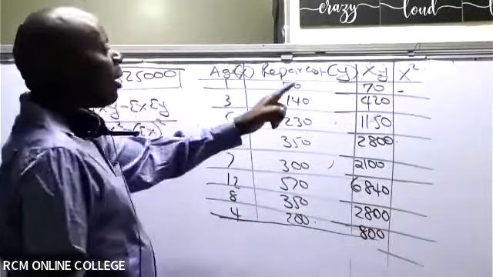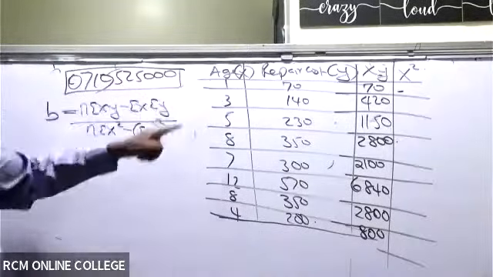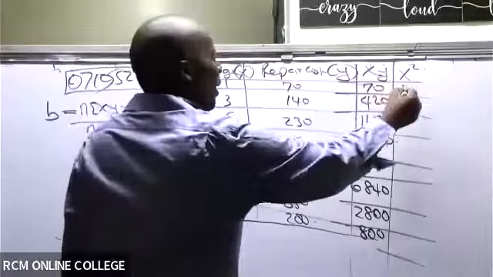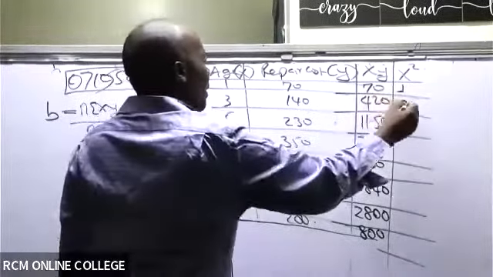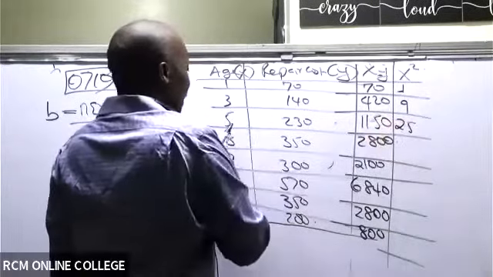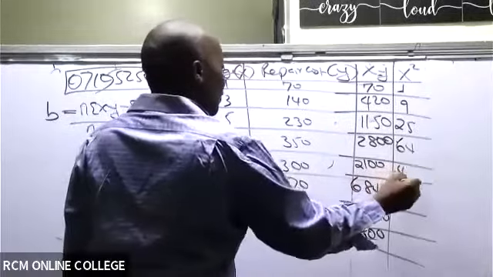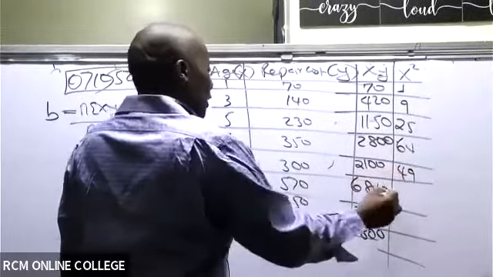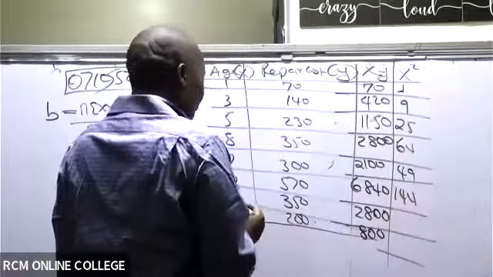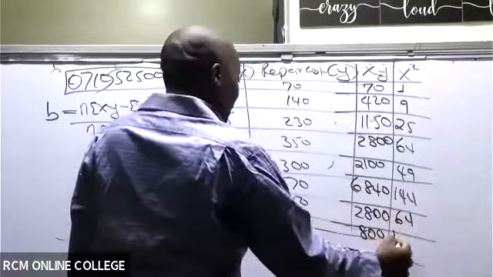How about the column of x squared? Simply use your calculator there. So 1 squared gives me 1. 3 squared gives me 9. 5 squared gives me 25. 8 squared gives me 64. 7 squared gives me 49. 12 squared gives me 144. 8 squared gives me 64. 4 squared gives me 16.